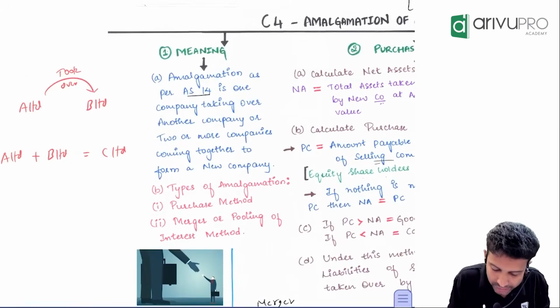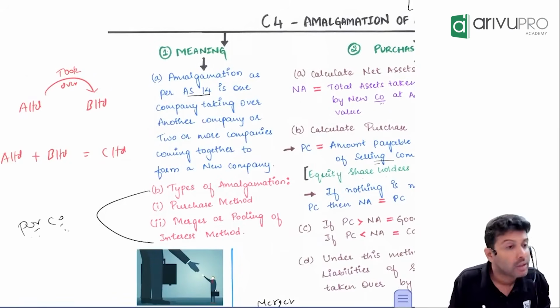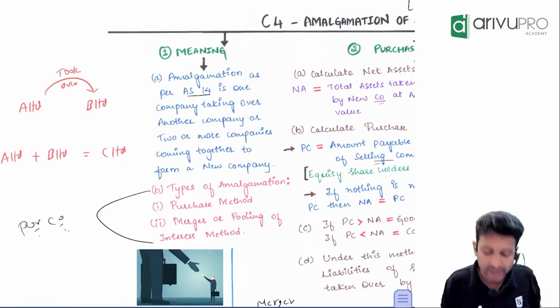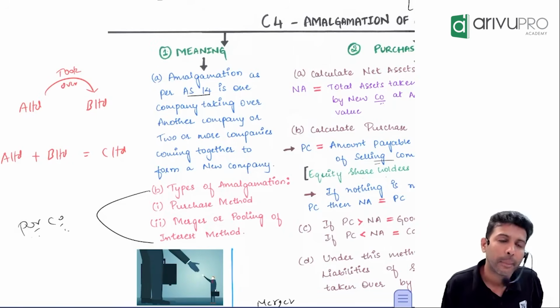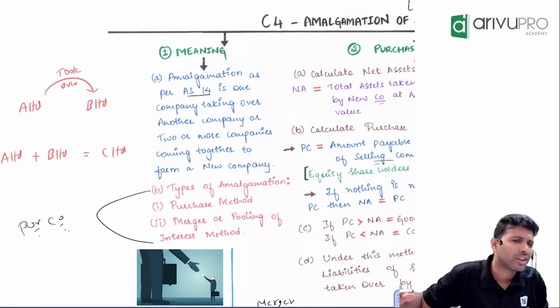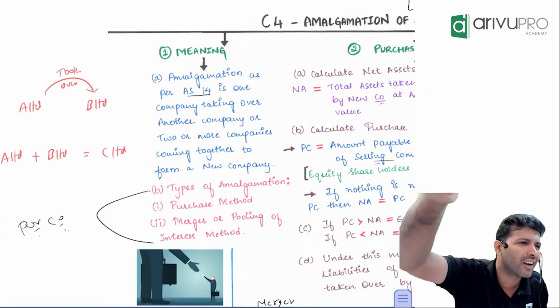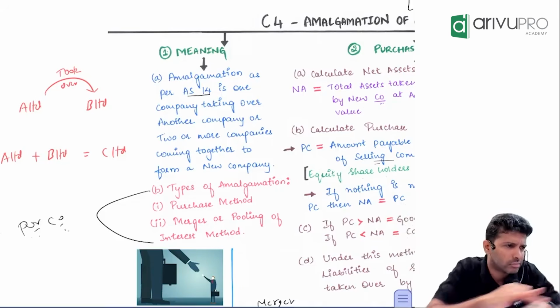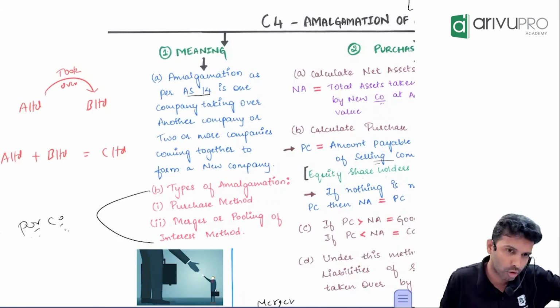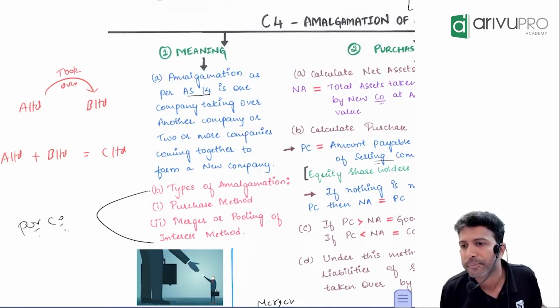This method is only relevant for the purchasing company. Purchase method, merger method and all are only relevant for which company? Purchasing. Because is the selling company still there, or shut down? Shut down. The company which is shutting down will not worry about the method of accounting; they will simply worry about closing their books. So the method is only relevant for the purchasing company.